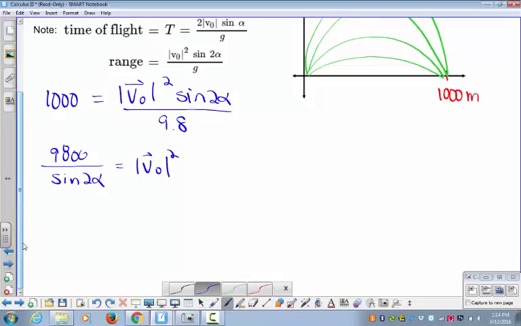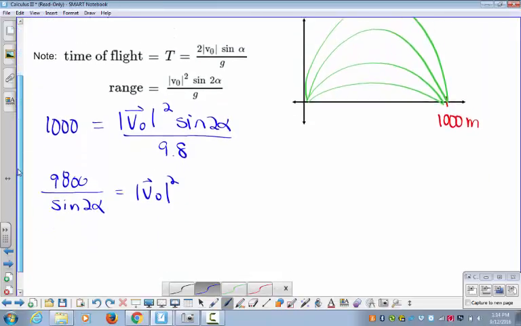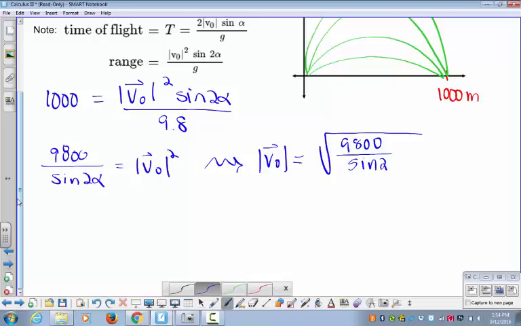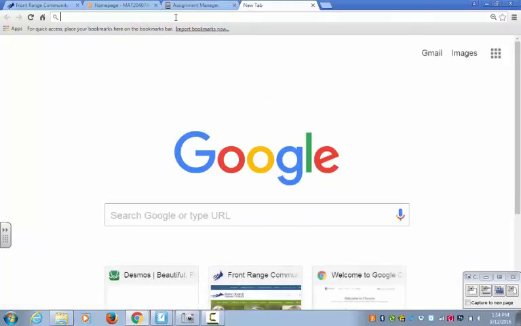Okay. Now, the first part of this says sketch a graph of the initial speed. So if we want to solve this for the initial speed, we would have the square root of 9,800 all divided by sine of 2 alpha. And we can do some simplification in there. They're not asking us for a simplified value, so we can just graph this pretty easily with Desmos. You could change that into a cosecant if you want. So they're curious about the values for alpha between 0 and pi over 2.